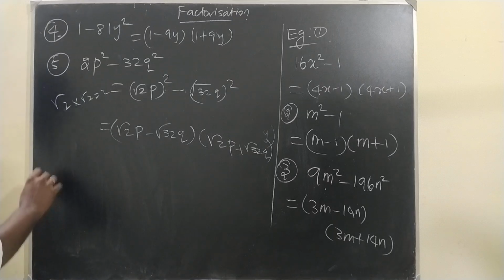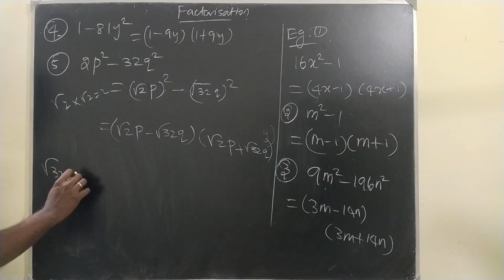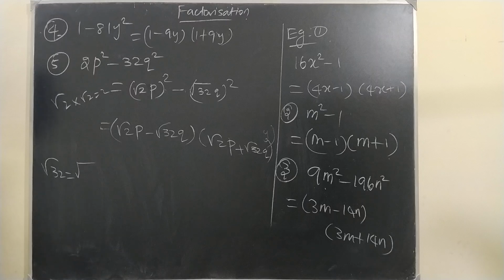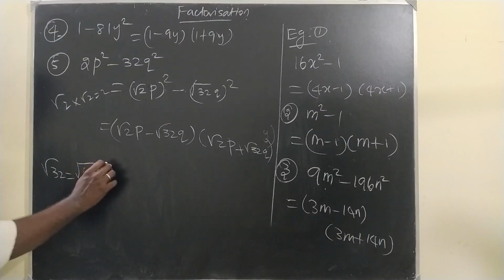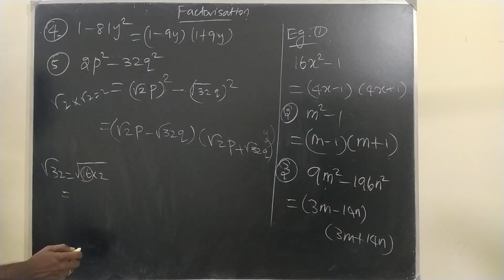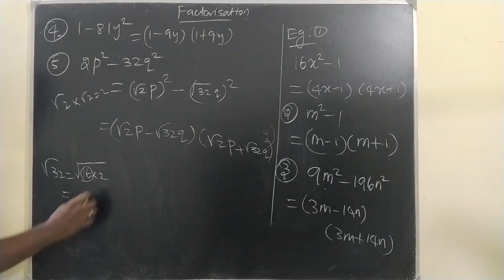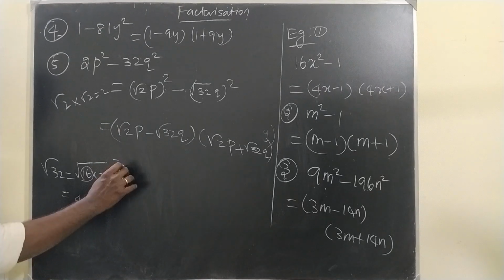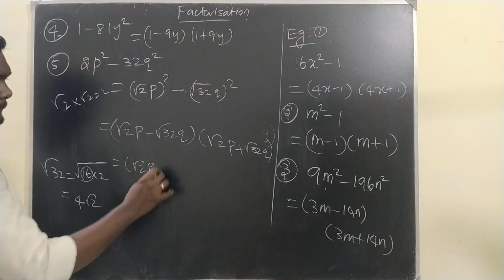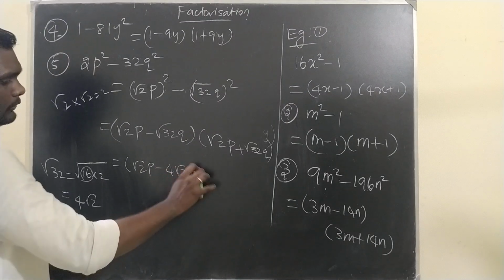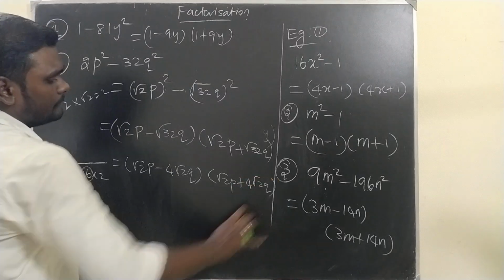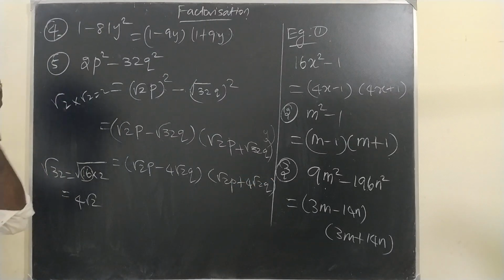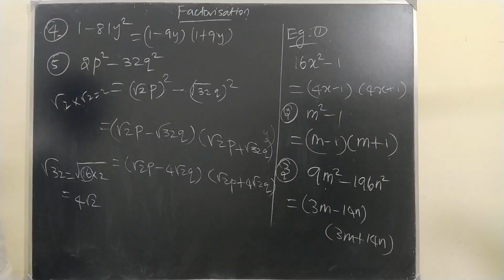What is root 32 actually? Eight fours, isn't it? Or else 16 twos we can write. This 16 we can take out, so that is 4 root 2. So our answer is root 2p minus 4 root 2q and root 2p plus 4 root 2q. Okay. Clear? Any doubts on this?